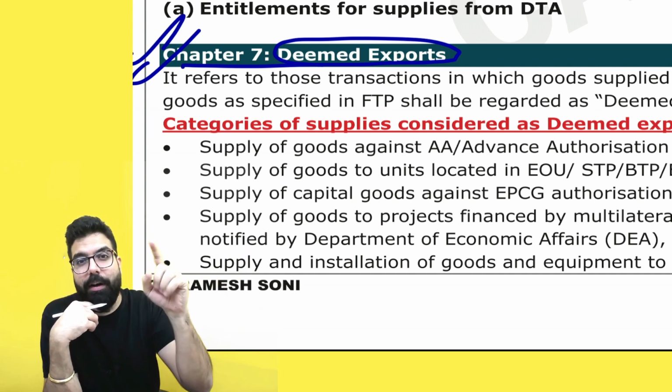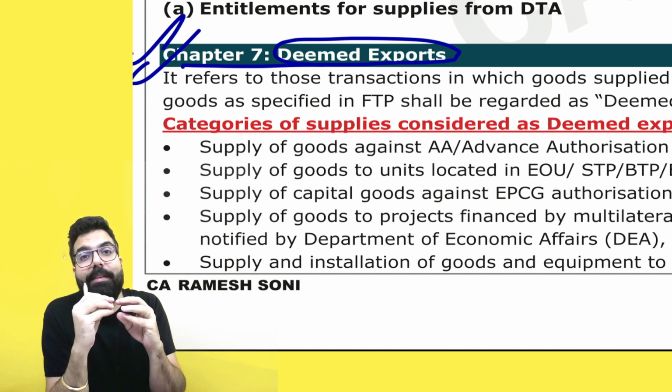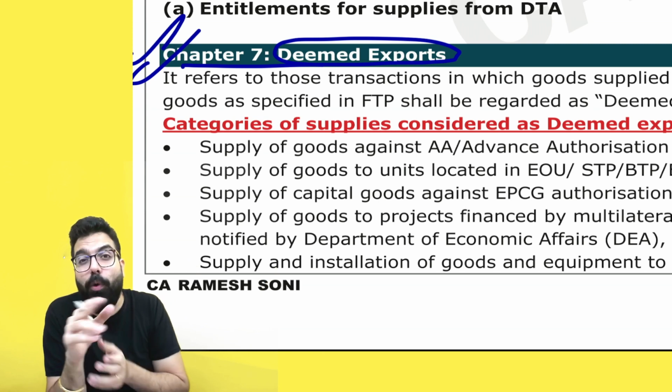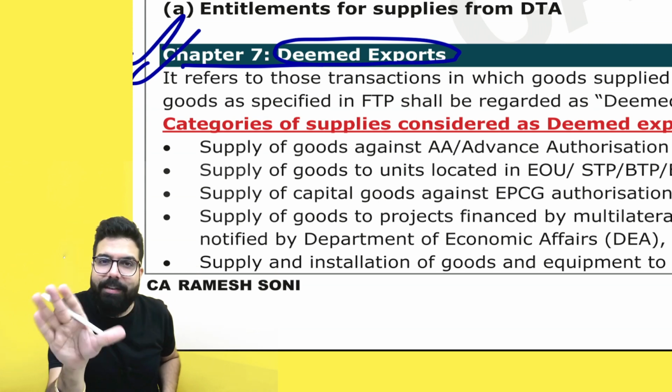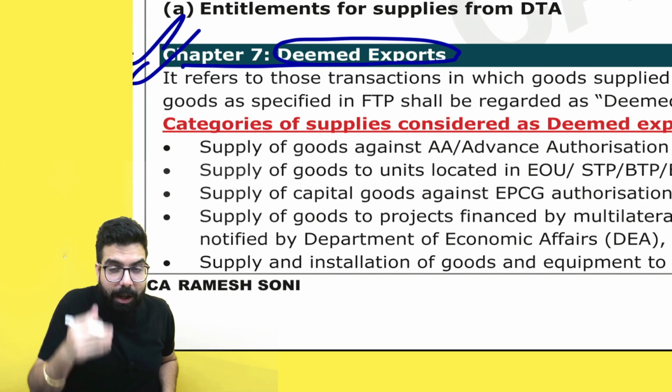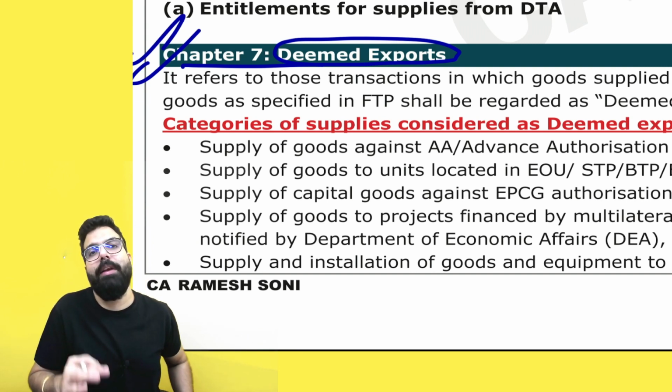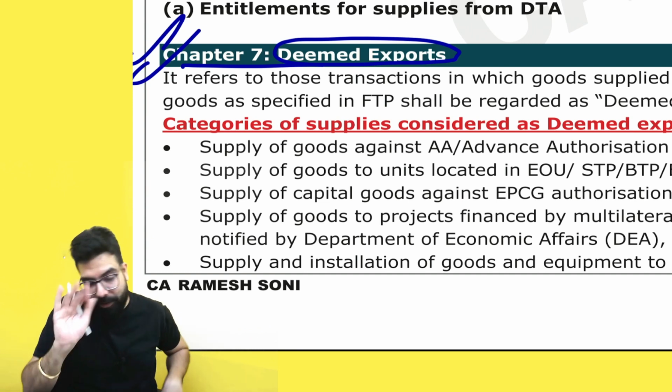We had also learned that if a bank is supplying gold to a person who is holding an advance authorization, that is also a deemed export. We learned this in GST. Now, the GST deemed export will not be applicable here. Here in customs, the FTP tells what things will be classified as deemed exports. Listen to me very carefully.